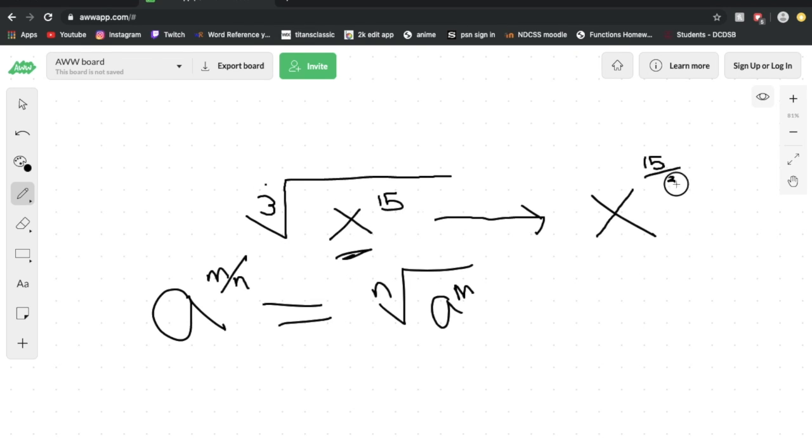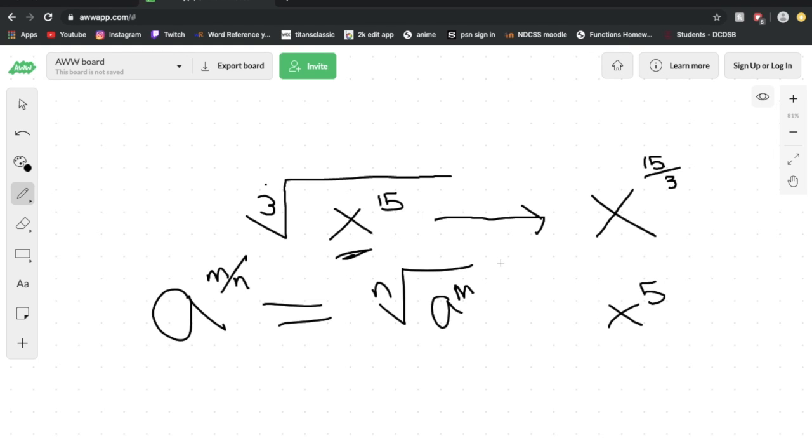so it's going to be 15 over 3. So when you're just working backwards, all you really need to know is just look for the a value, which is your big numeric base, look for the m value, which is your numerator, and then look for your n value, which is the factor to the root. And as you know, this could be simplified to x to the power of 5.